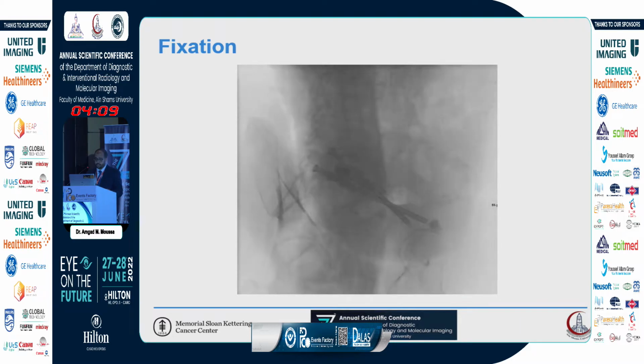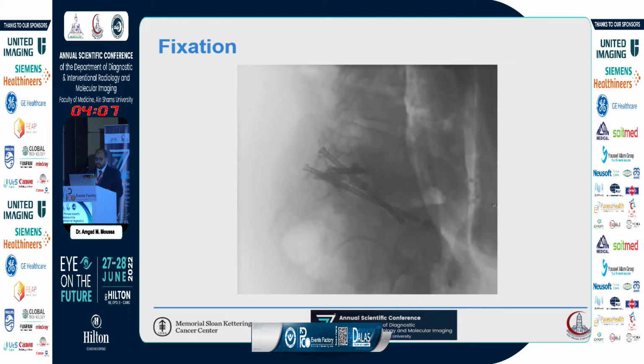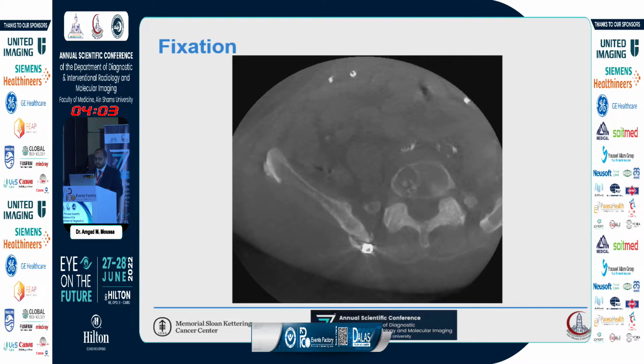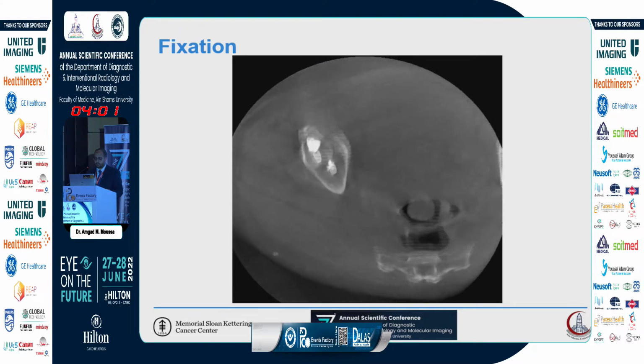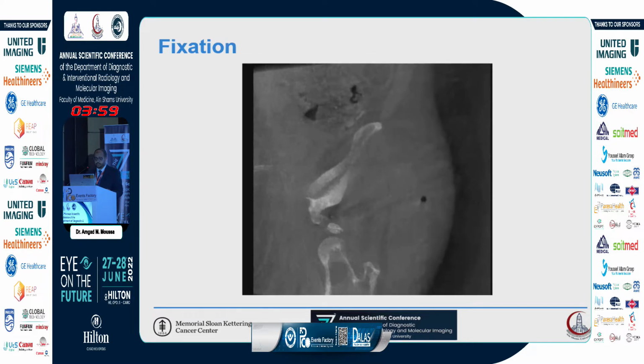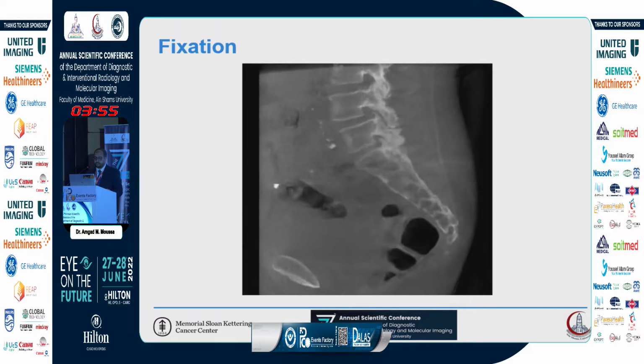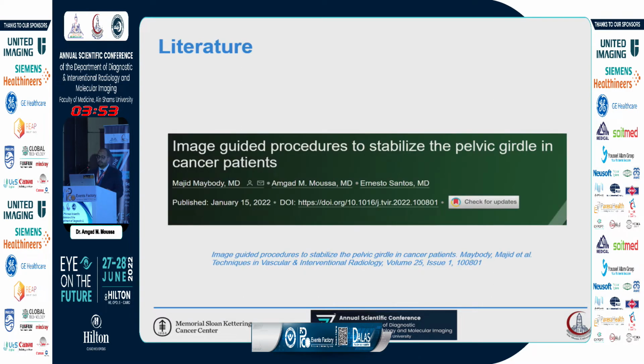And this is what it looked like on the cone beam CT post. This is what the CT post fixation looked like with the screws in place. This is the sagittal recon showing the screws in place with no extravasation of cement, and the patient's mechanical pain improved significantly after this procedure.